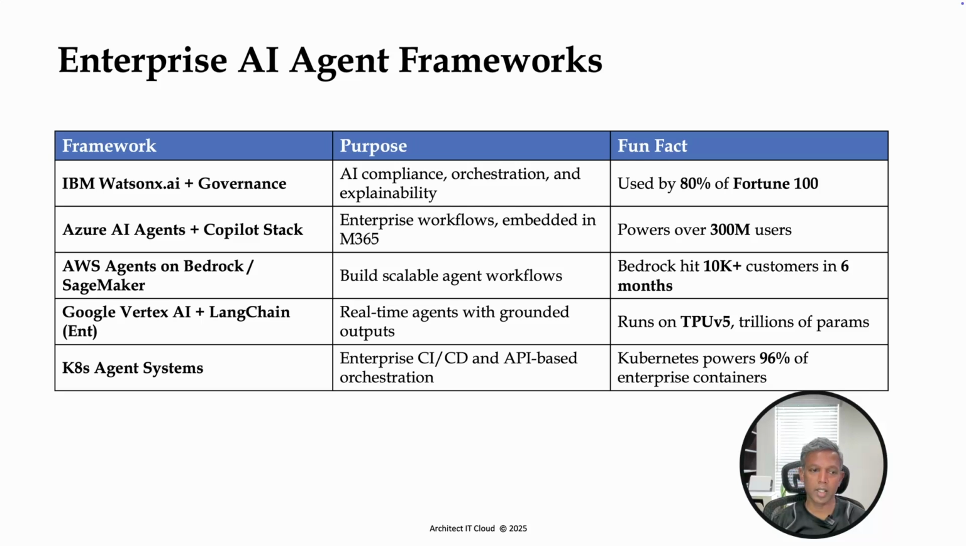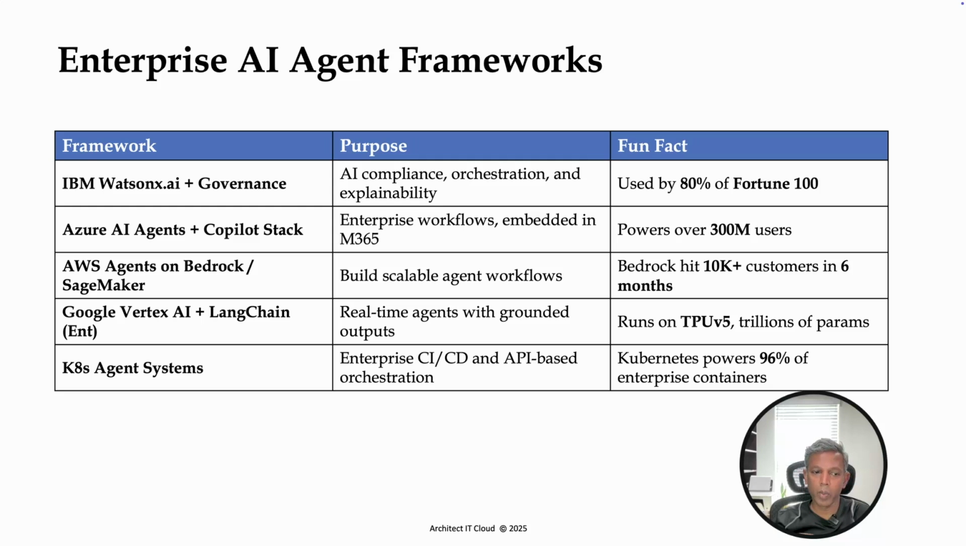And the third one in this list is AWS agents on Bedrock or SageMaker. If you have been using AWS, you might know Bedrock or SageMaker well. This helps to build scalable agent workflows. And the fun fact here is Bedrock hit 10K customers in 6 months. That's very impressive. The fourth one is Google Vertex AI and LangChain, for enterprises. It creates real-time agents with grounded outputs. The Tensor Processing Unit is the processor that Google has created to run AI agent tasks, and it also accepts trillions of parameters.